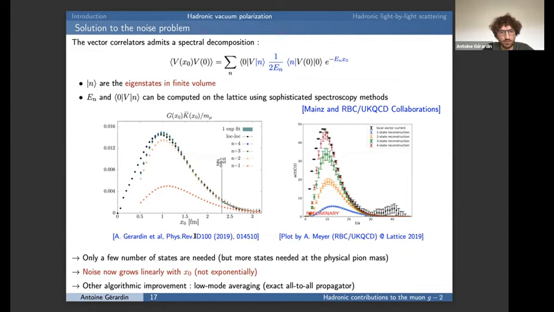Another trick used by other collaborations is also algorithmic, like what is called low mode averaging, which in practice means that we can compute this exact all-to-all propagator instead of the point-to-all propagator, and which means that we can really average over the whole lattice and then again reduce the statistical error.